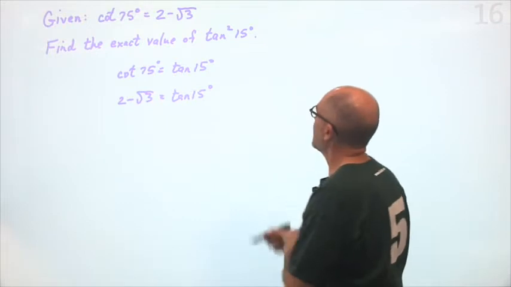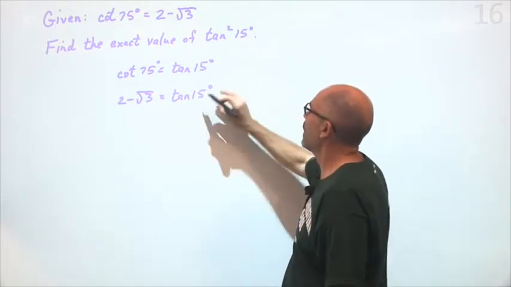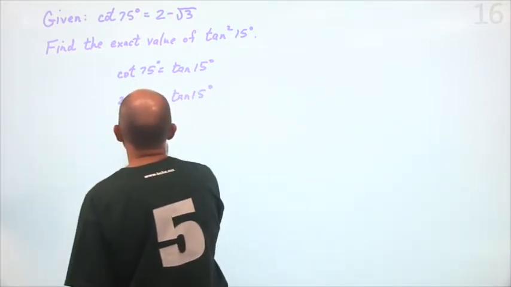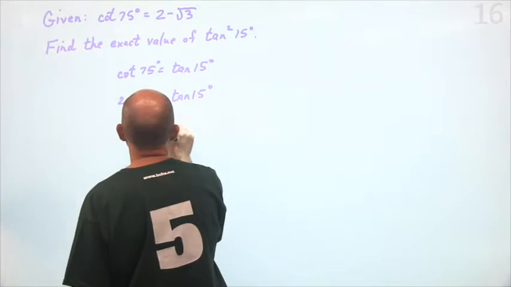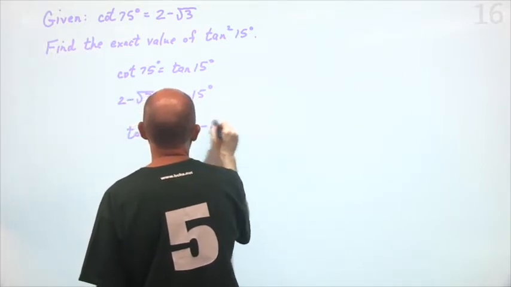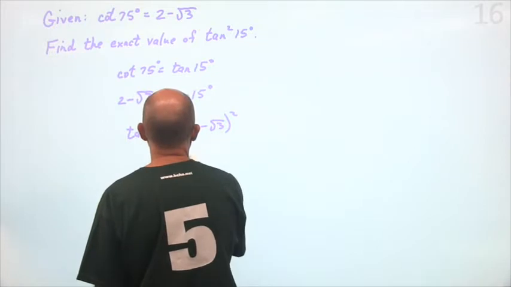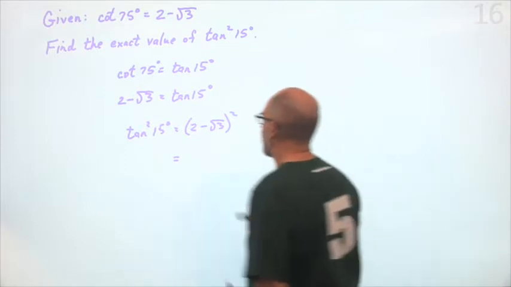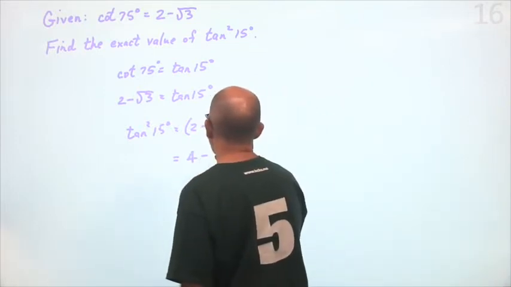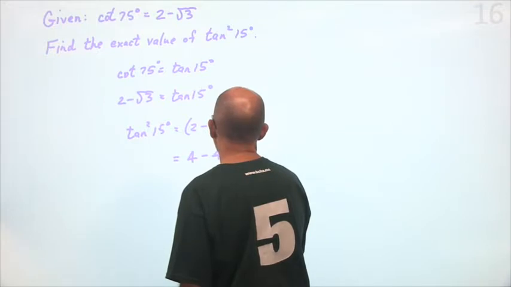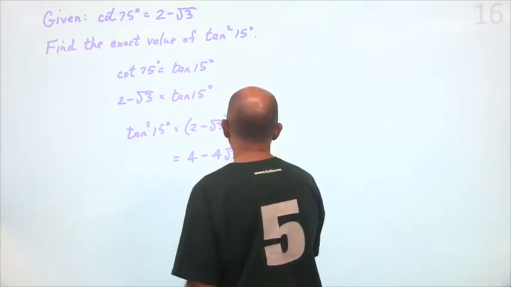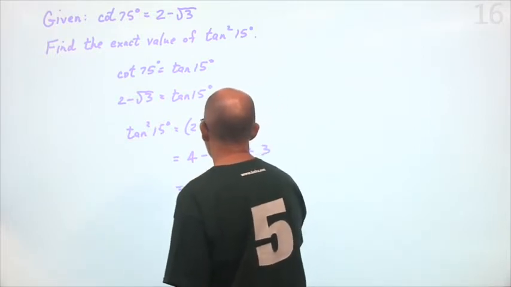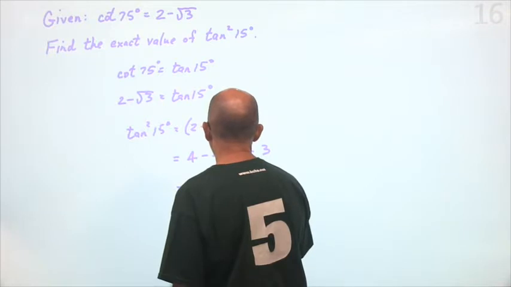All right, now, we don't want tangent of 15 degrees. We want tangent squared of 15 degrees. So I square both sides. So tangent squared 15 degrees equals 2 minus square root of 3 squared. So this is our a minus b quantity squared. So it's a squared minus 2ab plus b squared. So it turns out to be 4 plus 3 is 7 minus 4 square root of 3.